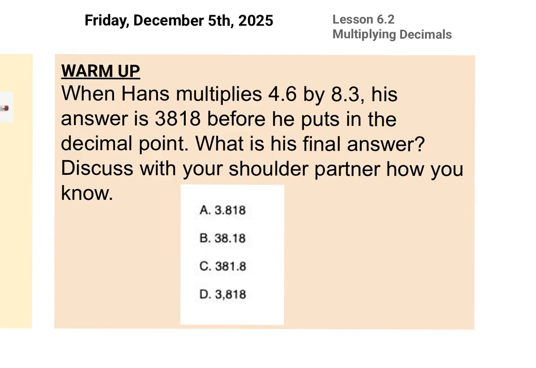All right, I hope you are working on this warm-up. When Hans multiplies 4 6/10 by 8 3/10, his answer is 3,818 before he puts in the decimal point. What is his final answer? Discuss this with your shoulder partner, how you know.